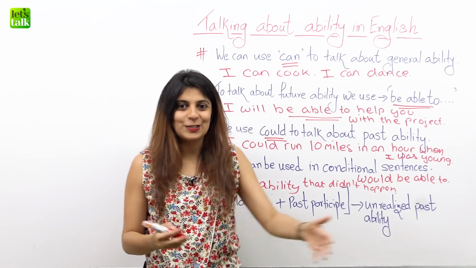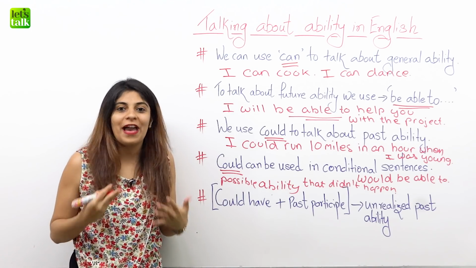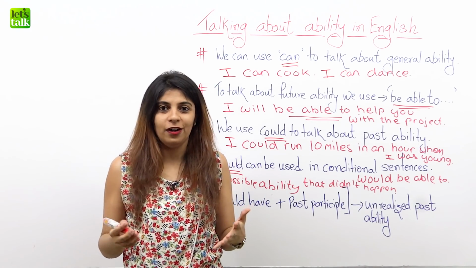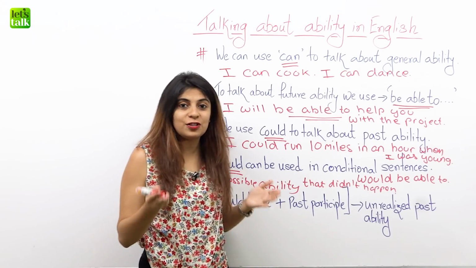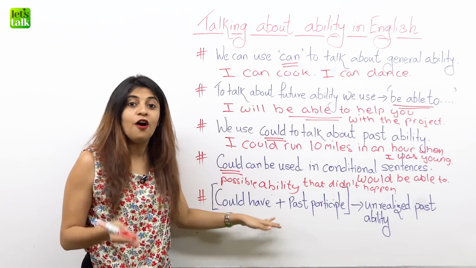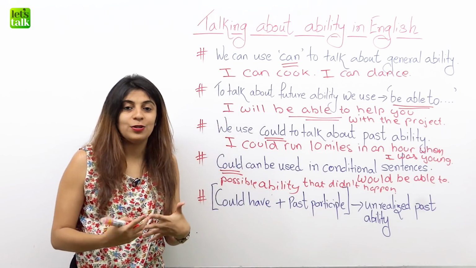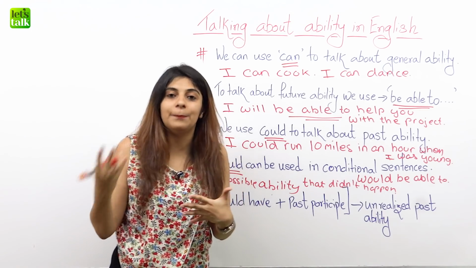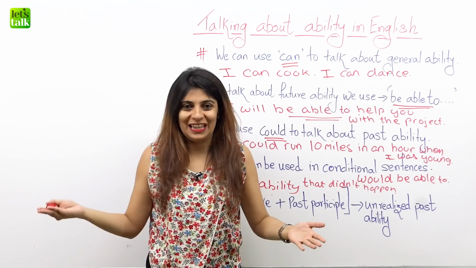So of course, he's not dead. She didn't really kill him. But yes, she was so angry. She was full of anger and anything could have happened. So remember, you use the structure could have followed by a past participle when you are talking about a possibility or possible ability that could have happened, but it didn't really happen.